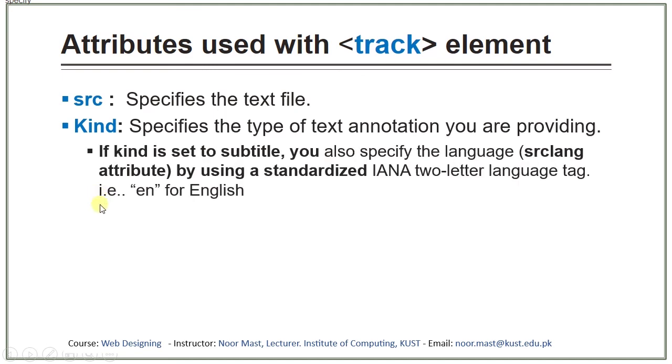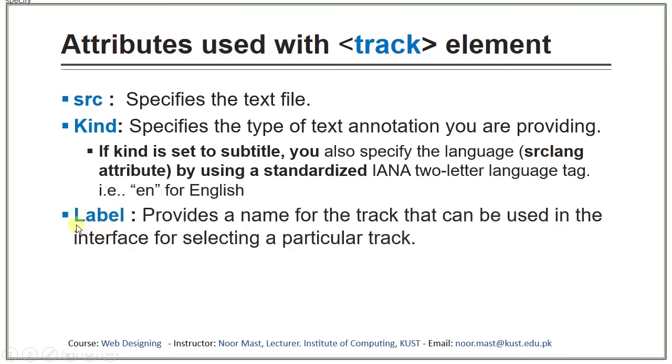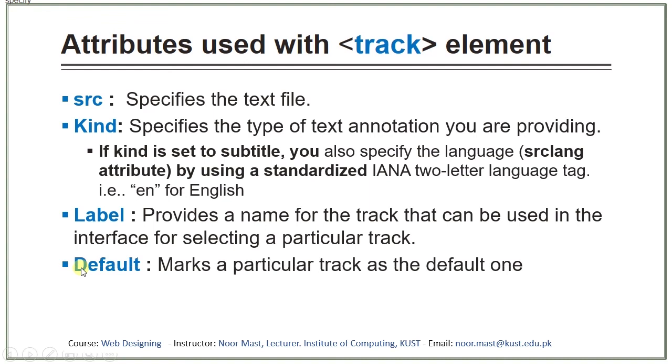If the kind attribute is set to subtitle, then also set the source language attribute. To add a name for each track, use the label attribute. It is also possible to set the default track by using the default attribute. For further explanation, consider an example.